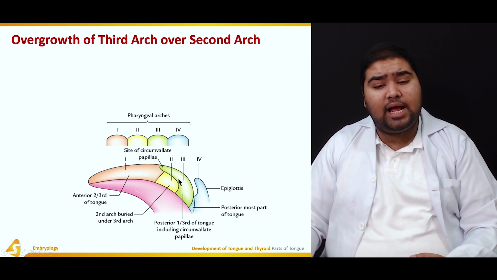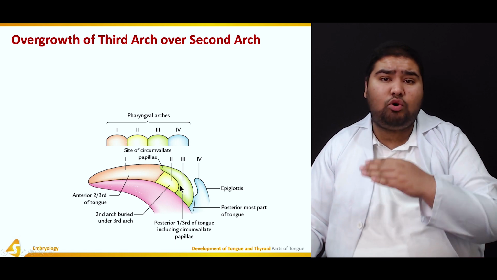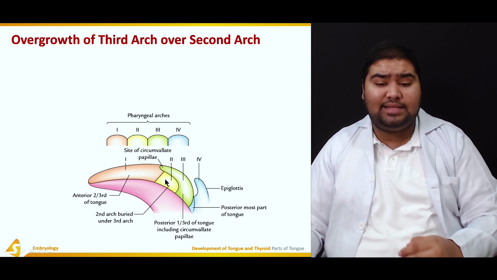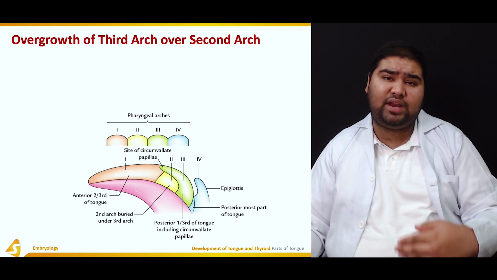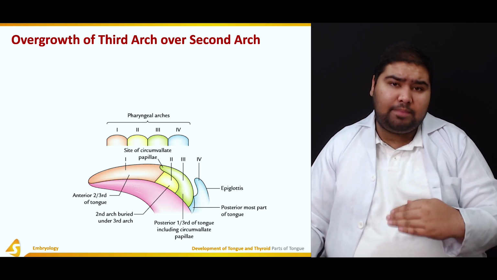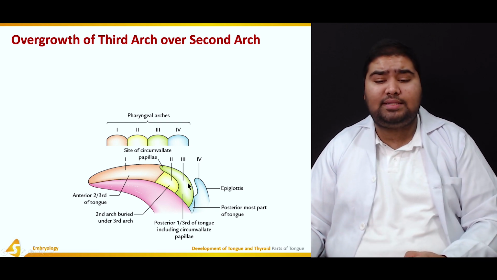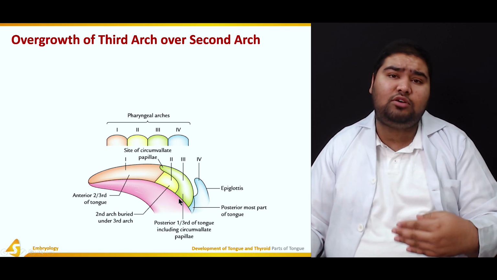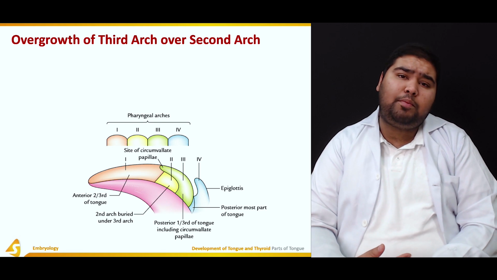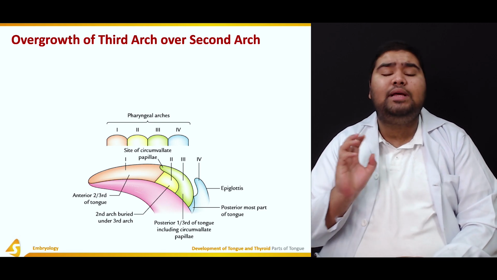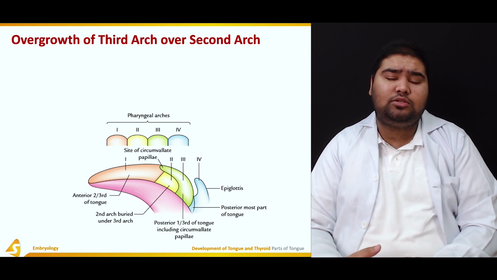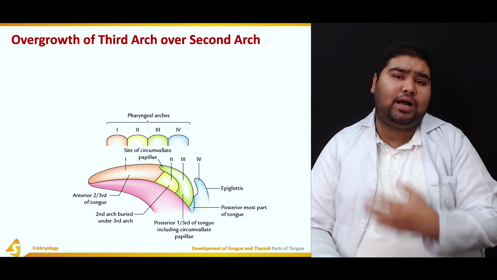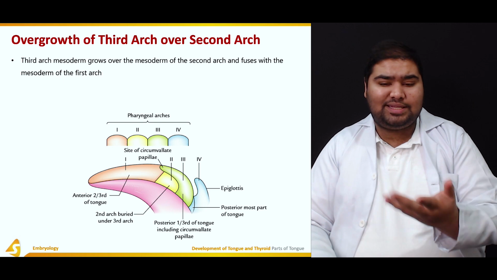So the mesenchyme of the third pharyngeal arch actually overgrows or arches over the mesenchyme of the second pharyngeal arch, as a result of which the mesenchyme of the second pharyngeal arch is buried deep inside. So the hypobranchial eminence is actually formed by the contribution of the third and fourth pharyngeal arches, as a result of which the cranial part of the hypobranchial eminence corresponds to the mesenchyme of the third pharyngeal arch, and the caudal part corresponds to the mesenchyme of the fourth pharyngeal arch, and the components from the second pharyngeal arch are actually lost. So let's see how that happens.